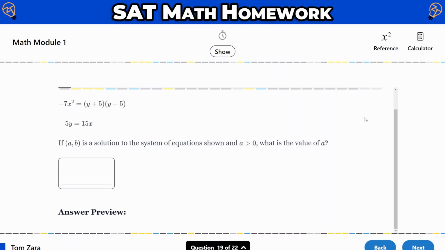Now, there are very few times where I would ever say that the Desmos graphing calculator ends up being superior to your own graphing calculator. However, this is one of those times.